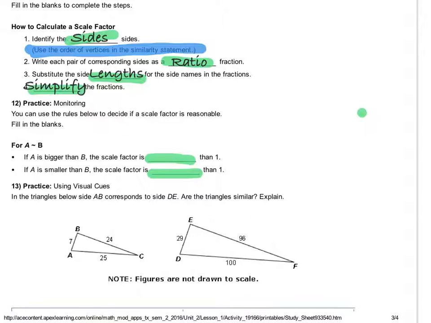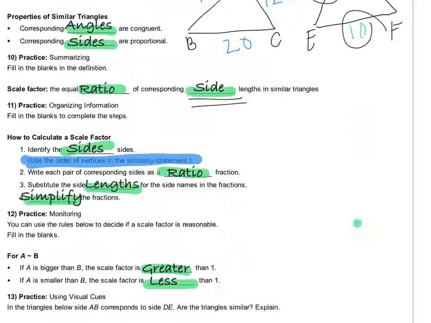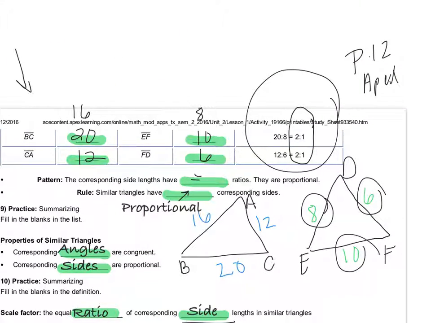You can use the rules below to decide if a scale factor is reasonable. If A is bigger than B, the scale factor is going to be greater than 1. If A is smaller than B, the scale factor is less than 1. That makes a little bit of sense because if you go up to the top where our ratio was 2 to 1, if we go from DEF on over to ABC, it's getting bigger, so multiply everything by 2. But if we go from ABC to DEF, it's getting smaller, so we multiply everything by a half. So it's less than 1, it's a half.